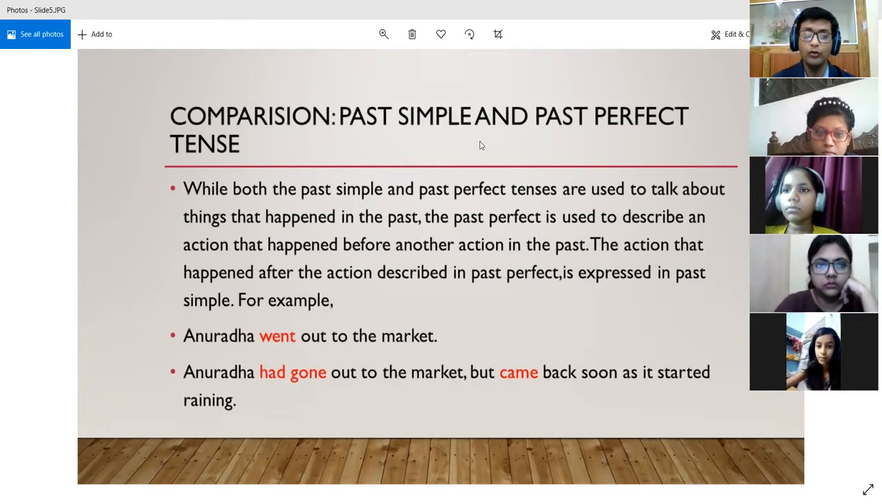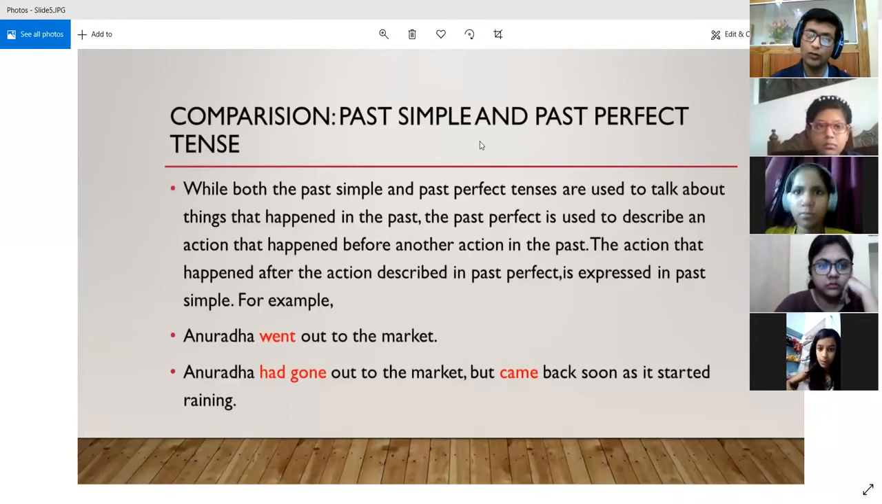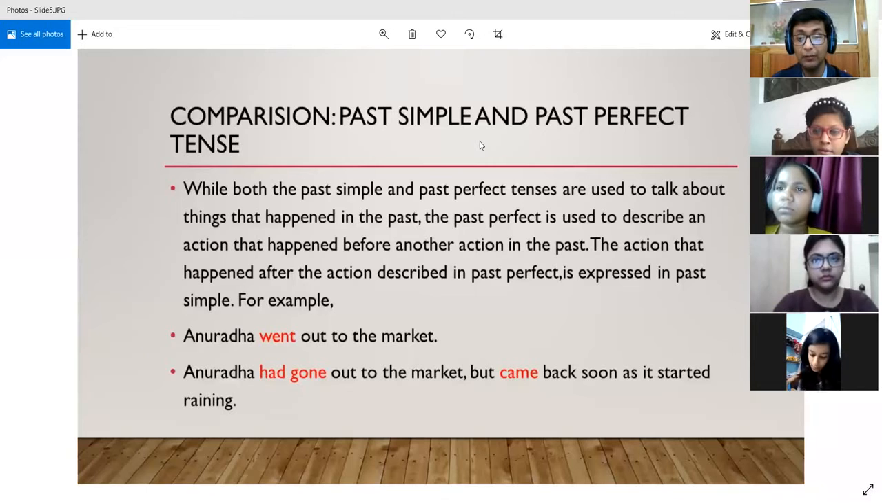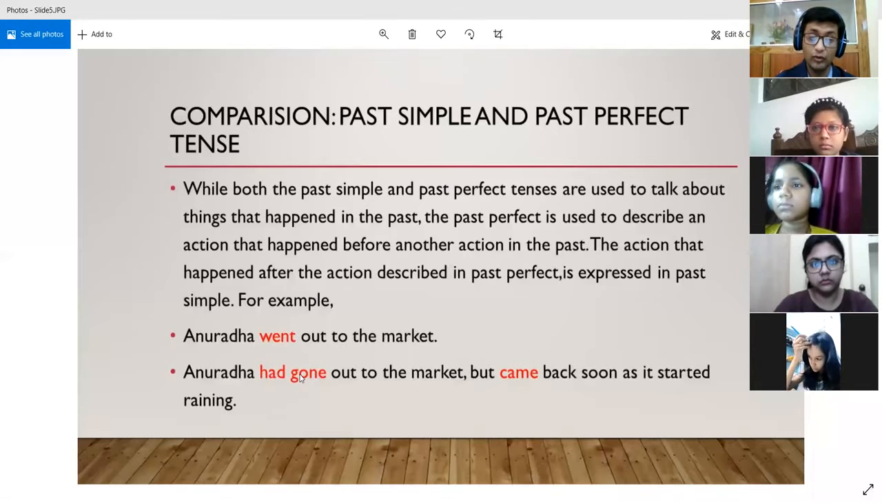Anuradha went out to the market. Here we are simply reporting an action that happened in the past, that Anuradha went out to the market. But in the second example, Anuradha had gone out to the market but came back soon as it started raining. So now in the second example, you see that two actions are going on. In the first one, only one action was going on, and so we use the past simple form.